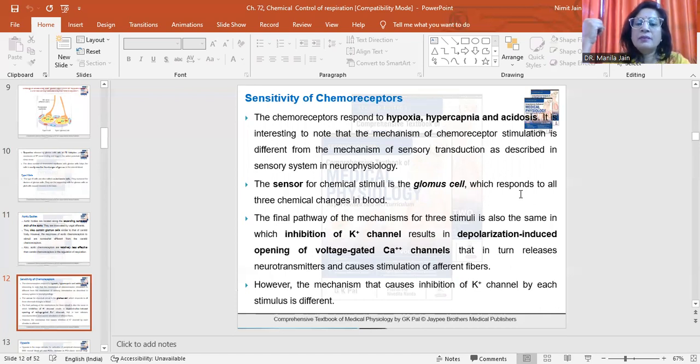However, the mechanism that causes inhibition of the potassium channel by each stimulus is different.